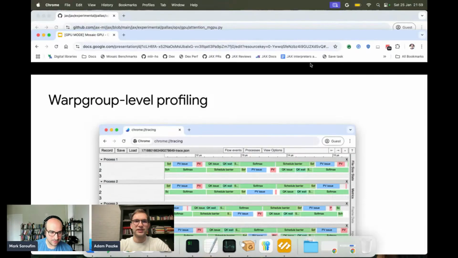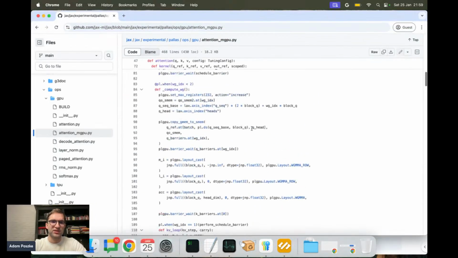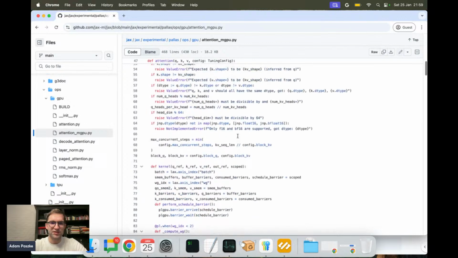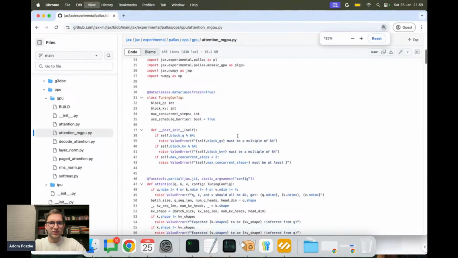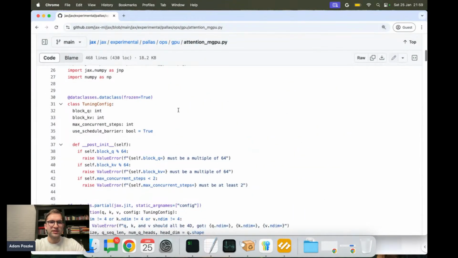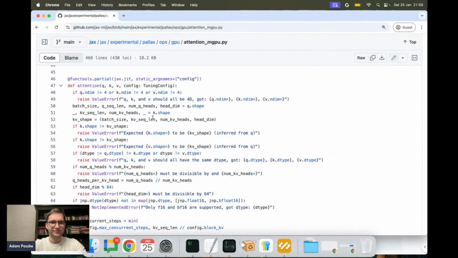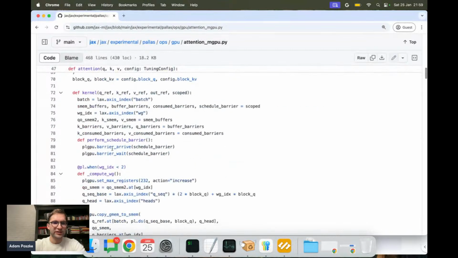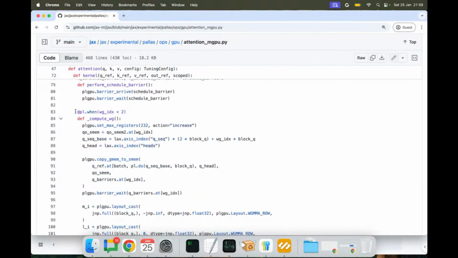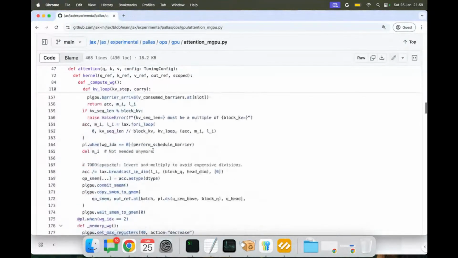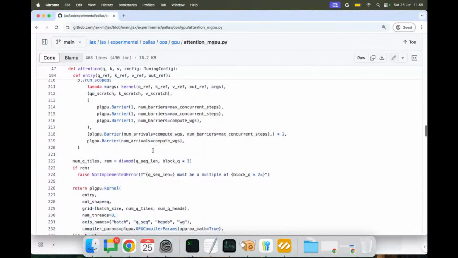Maybe one thing that I'll show you is how the warp specialization looked before and how it will look with the new helpers. Hopefully you should still be able to see my screen. So this is where the kernel begins. Before, we just computed the warp group index. I should first show you how you allocate multiple warp groups.